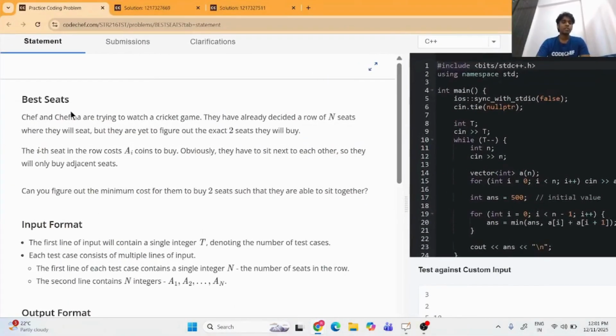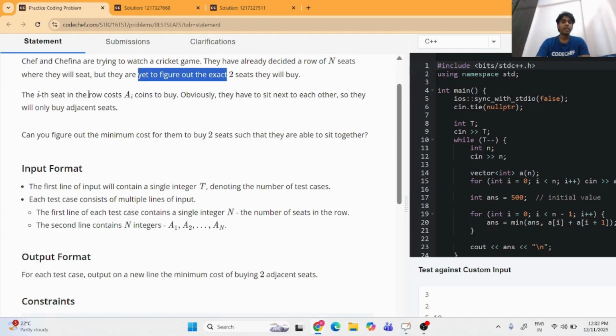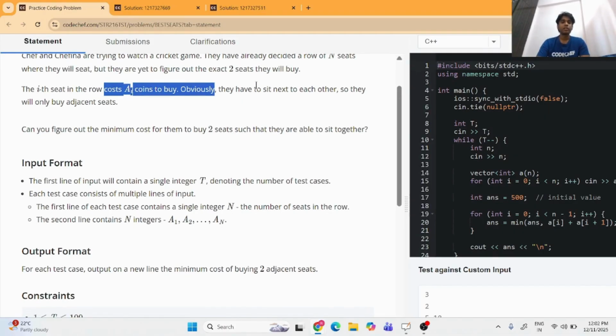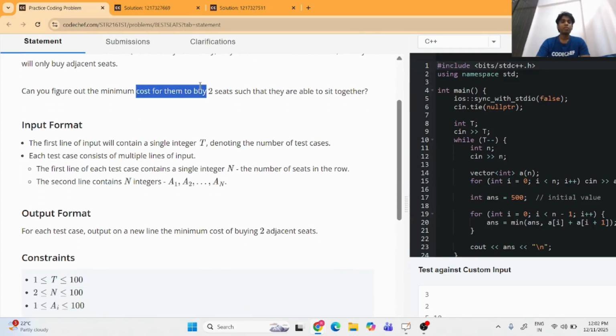So guys, the problem says Chef and Shafina are trying to watch a cricket game. They have already decided on a row of n seats where they will sit, but they are yet to figure out the exact two seats they will buy. The ith seat in the row costs you A of i coins to buy. Obviously, they have to sit next to each other, so they will only buy adjacent seats. Can you figure out the minimum cost for them to buy two seats such that they are able to sit together?